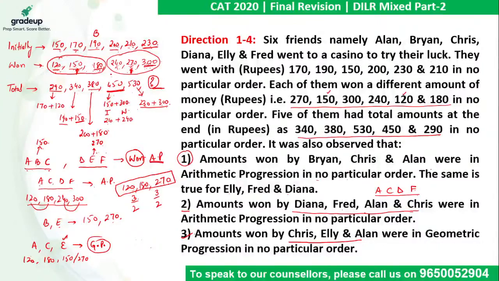Right? Which means the one sum that was missing is definitely the one whose combination was with 270. Because none of the sums are possible. So all other sums are definitely possible here. Right?